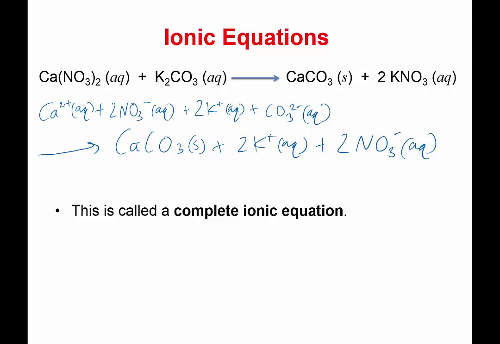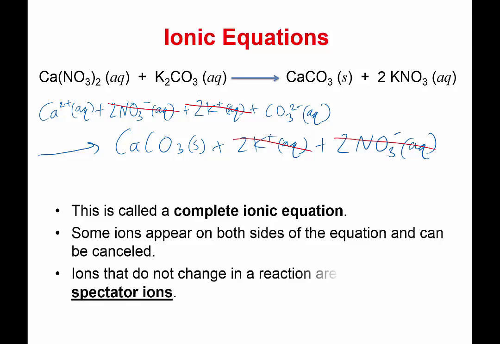For example, we have 2 potassium ions in the reactants. We also have them in the products. So I'm canceling those. We also have 2 nitrates in the reactants and 2 nitrates in the products. The ions that we cancel are referred to as spectator ions. So the spectator ions in this particular example would be potassium and nitrate.